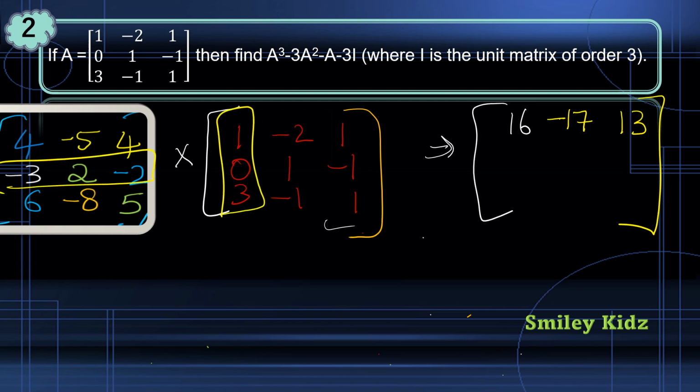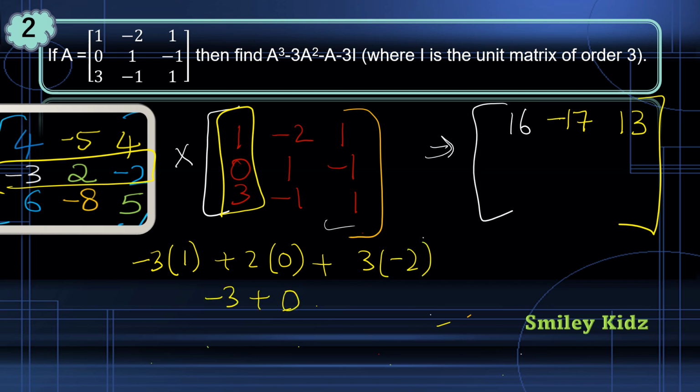Now the second row with the first column will have minus 3 into 1 plus 2 into 0 plus 3 into minus 2. That is minus 3 plus 0 minus 6. Alright, minus 3 minus 6 will be minus 9. So here we are having minus 9.